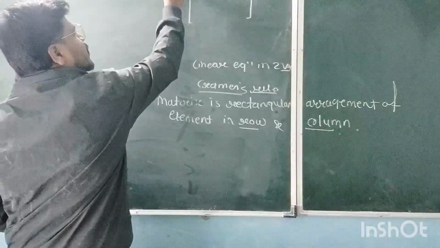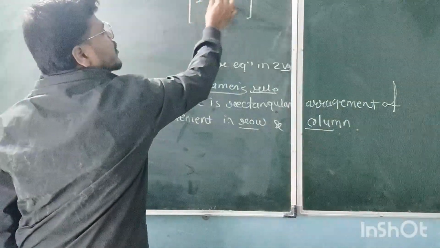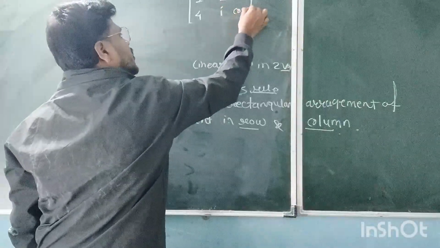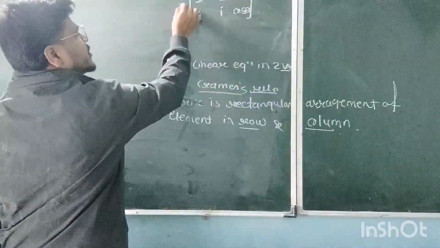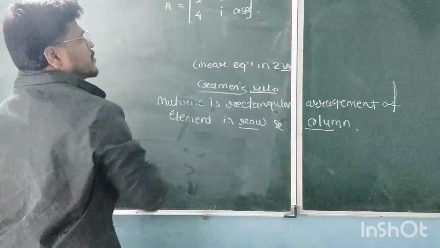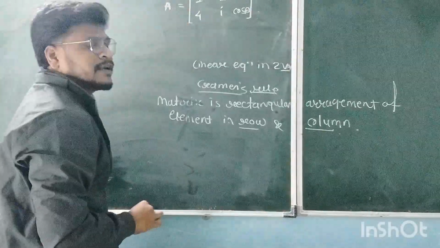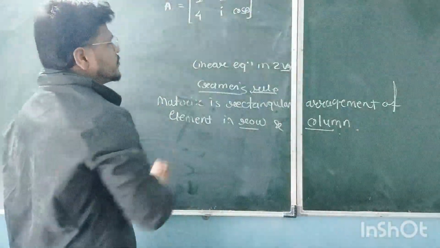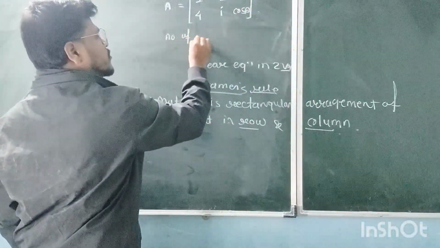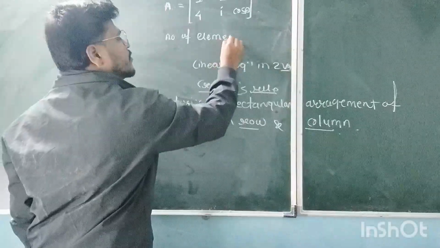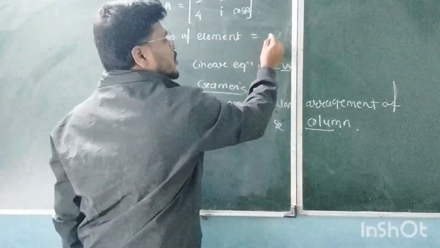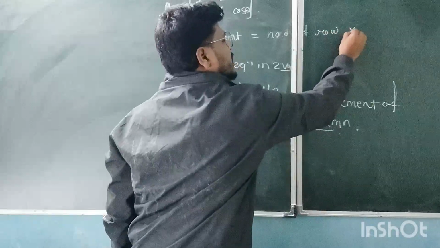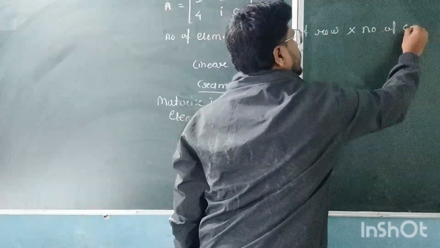I am taking one example. 1, 2, 3, 4, i, cos theta. A matrix is denoted by capital letters. These are the elements. How many elements are there? The number of elements is equal to the number of rows into the number of columns.